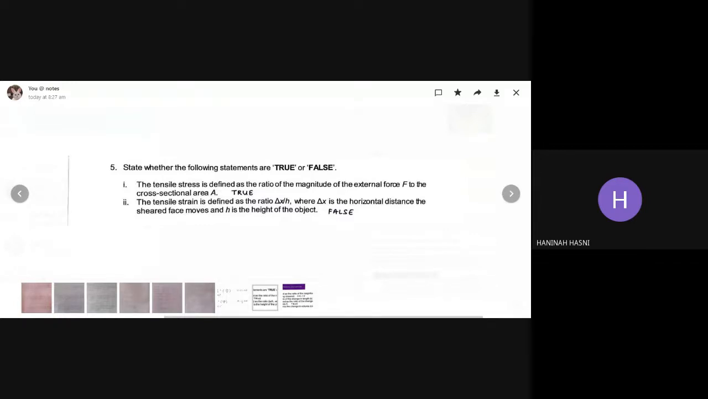So nombor 5, state whether the following statements are true or false. Number 1, the tensile stress is defined as the ratio of the magnitude of the external force to the cross-sectional area. True. Second one, the tensile strain is defined as the ratio delta x over h, where delta x is the horizontal distance the shear face moves and h is the height of the object. So jawapan dia false sebab ini definition of shear strain.